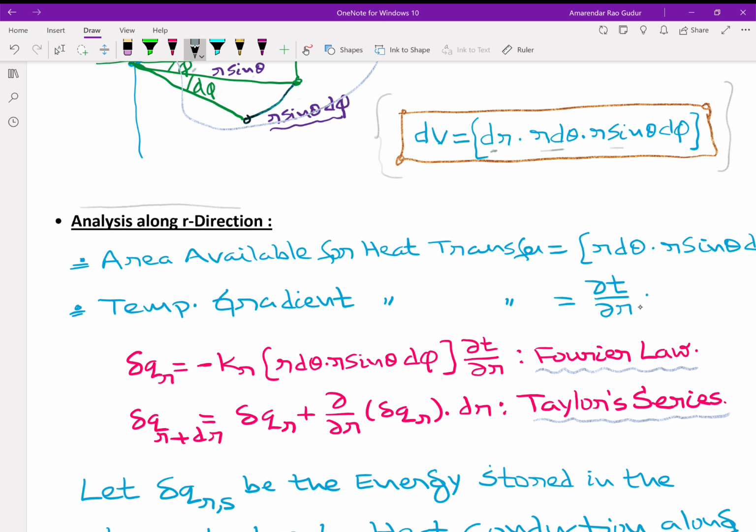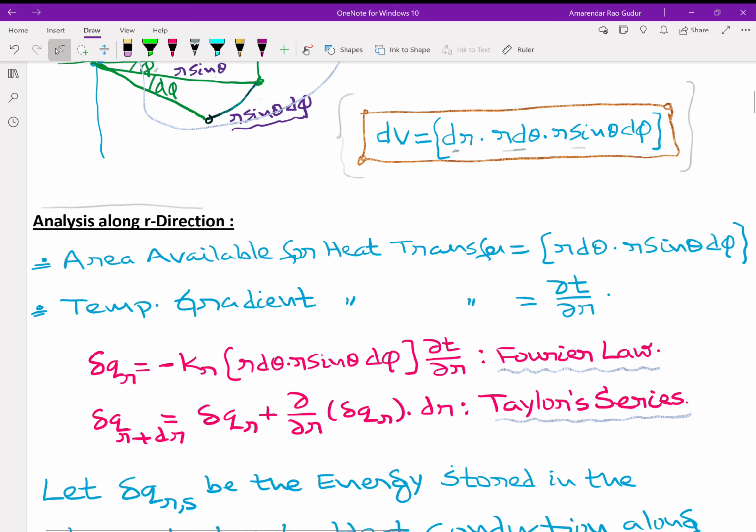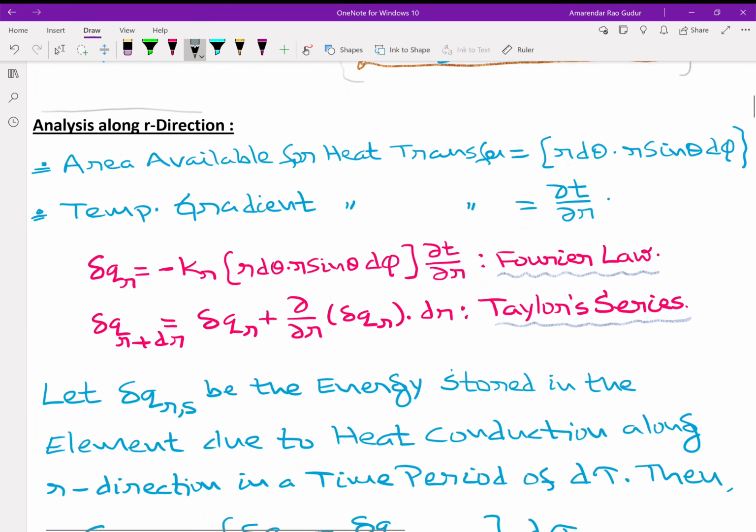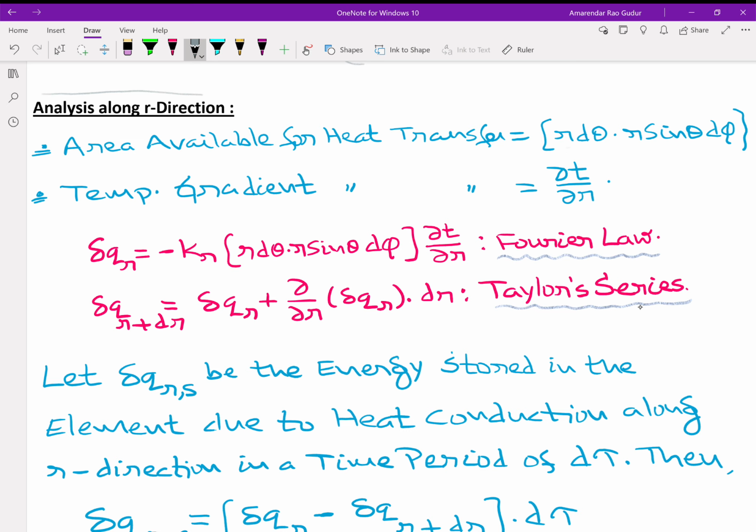First along r direction. And we have to know that the area available for heat transfer along r direction is the product of remaining two dimensions, that is r d theta times r sin theta d phi. Then temperature gradient available for heat transfer is del T by del r. And using these two, if you write for del Q r using Fourier law, we are going to get del Q r as minus k r r d theta r sin theta d phi del T by del r, where k r represents thermal conductivity of the element along r direction.